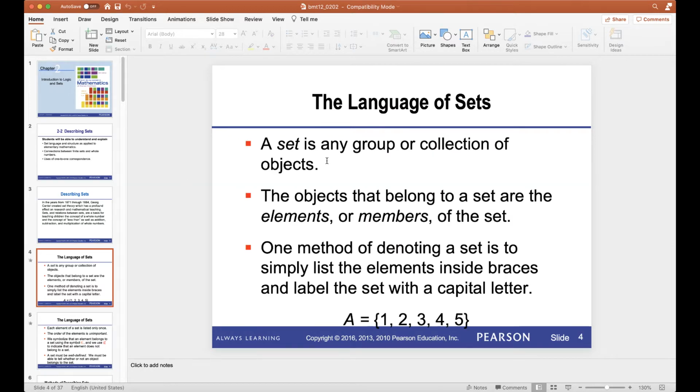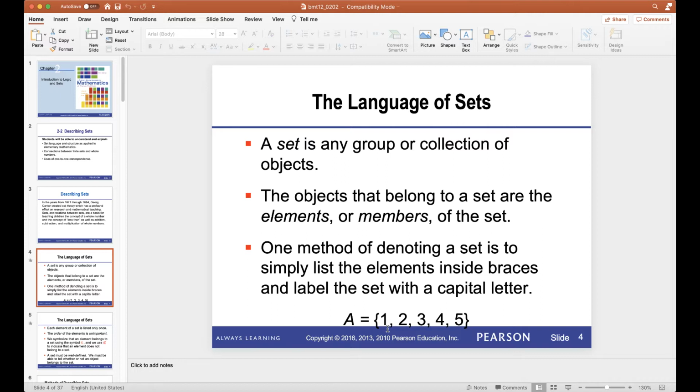So a set is any group or collection of objects. The objects that belong to a set are called elements or members of the set. One method of denoting a set is to simply use the elements inside braces. So remember, these are the curly brackets. These are the ones that I always have a very difficult time writing myself, especially the one on the right.